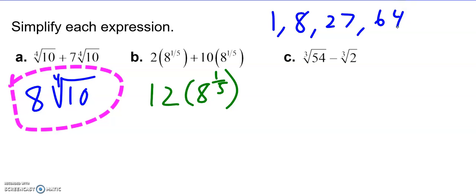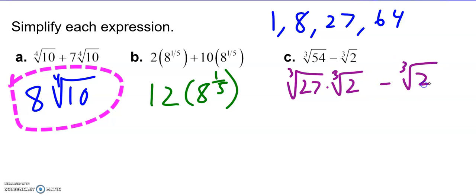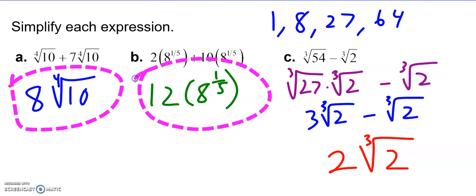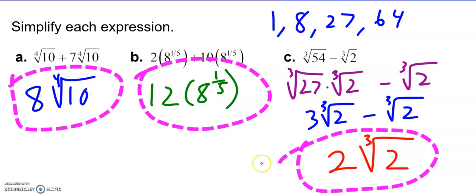So if I go in my calculator, I can see, well, wait, what is 54 divided by 27? Huh, that's 2. Nice. All right, so I can think of this as the cube root of 27 times the cube root of 2 minus the cube root of 2. And the cube root of 27 is 3, so I've got 3 cube root of 2 minus cube root of 2. So this becomes, wait for it, 2 cube root of 2. Look at how we did that. Look at that. All right, nice work.